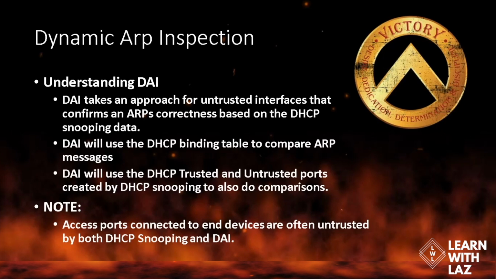And then I put a note here, which is what I told you earlier, that access ports connected to end devices are often, I love how they write this out, often untrusted. So just some of the time, often untrusted by both DHCP snooping and dynamic ARP inspection. That's funny to me how they phrase that. Well, okay, no problem. So that's what dynamic ARP inspection does.